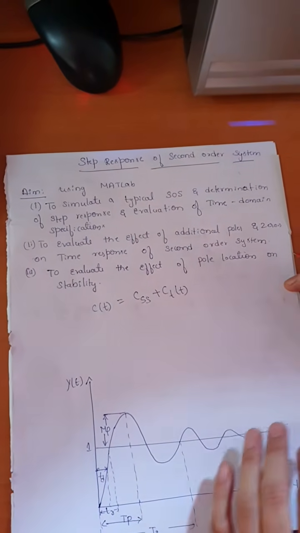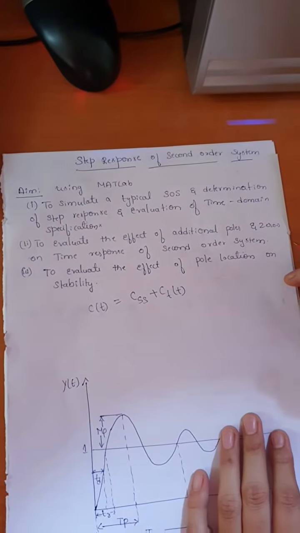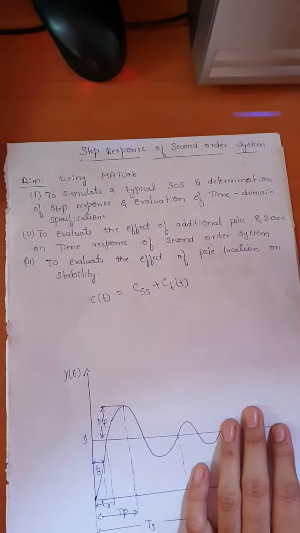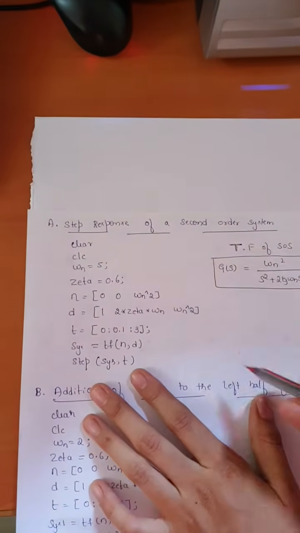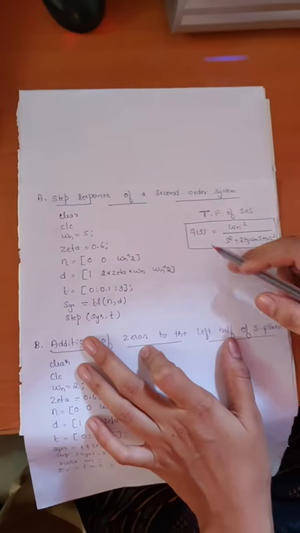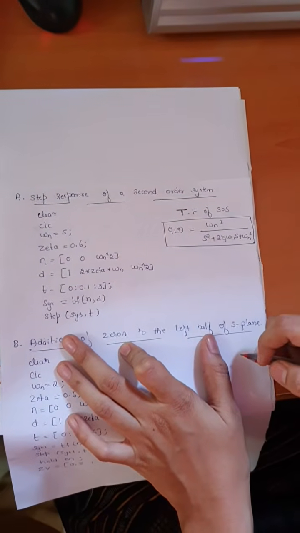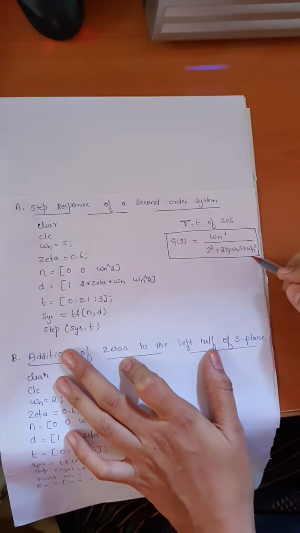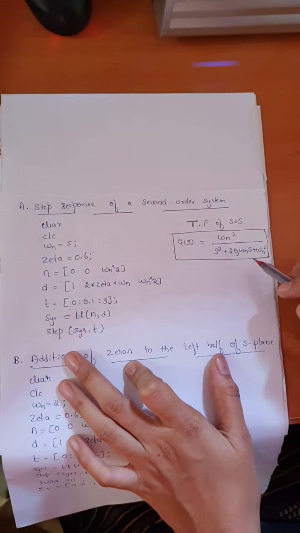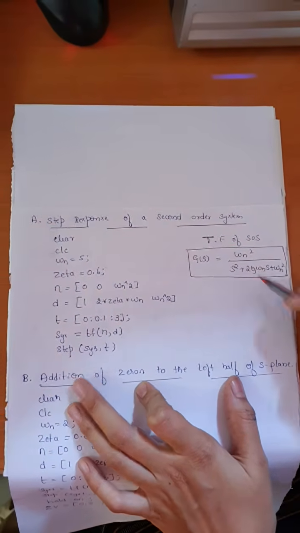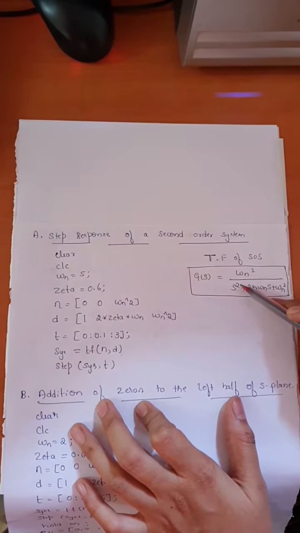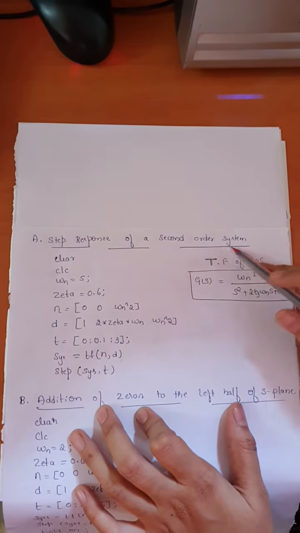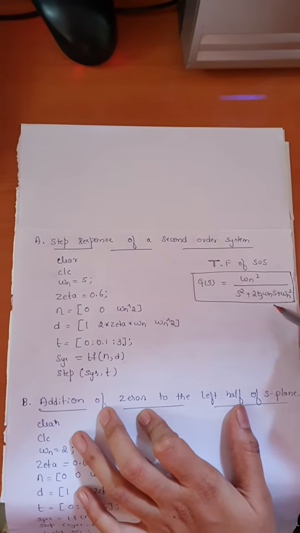So now in this experiment, first we are going to simulate the step response of a second order system. This is the program for the step response of a second order system. What is the meaning of a second order system? This is the transfer function here. Observe the maximum power of s in the denominator. In the denominator, the maximum power of s is 2. That is why we call this a second order system.